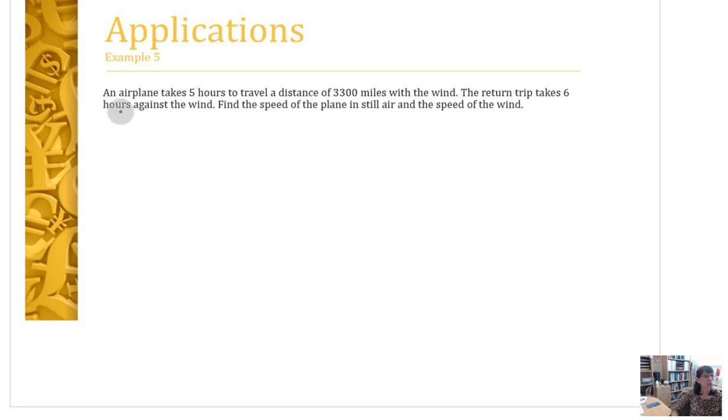In this application, we have an airplane that takes 5 hours to travel a distance of 3,300 miles with the wind. The return trip takes 6 hours against the wind. Find the speed of the plane in still air and the speed of the wind. So there are two questions being asked. We need the speed of the plane and we need the speed of the wind.